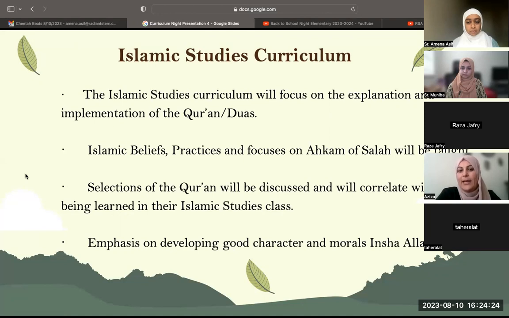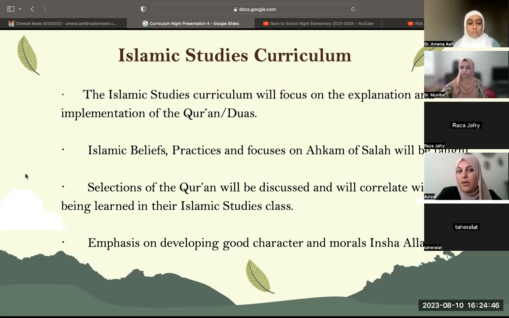The hadith, they learn the hadith, its meaning, translation, the virtues, but I don't usually ask them to memorize the hadith. Also, fourth grade Islamic studies focus a lot on salah, on ahkam salah. It focuses on sunnah, salah, wajibat, and nullifiers of salah. Alhamdulillah, it's heavy on that.